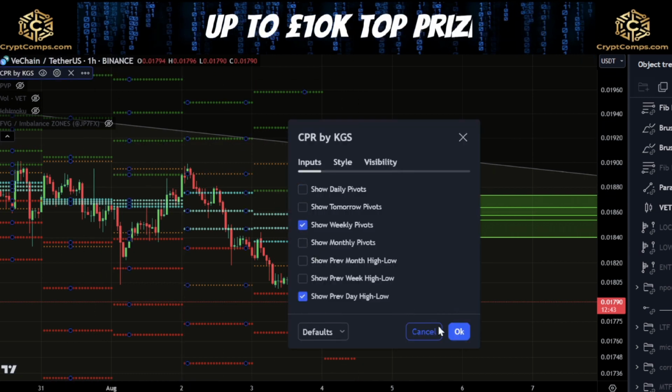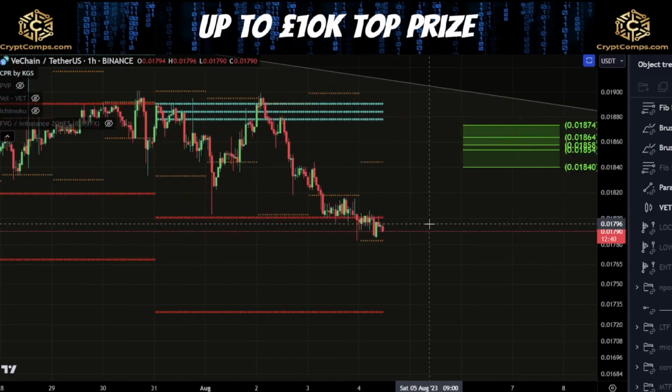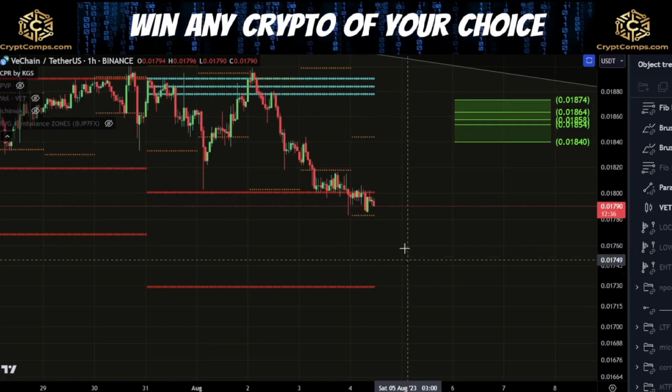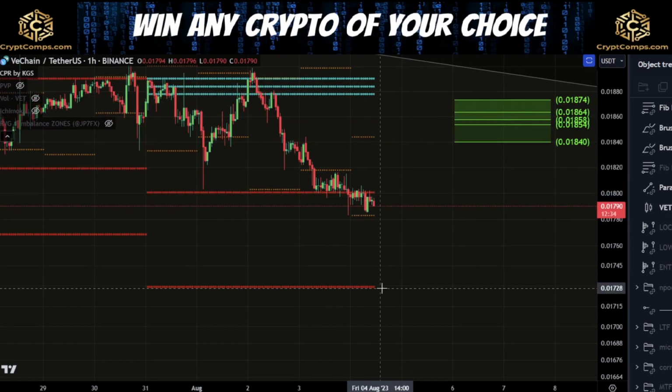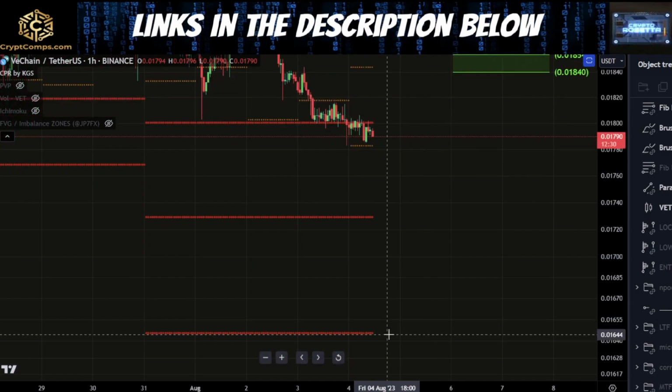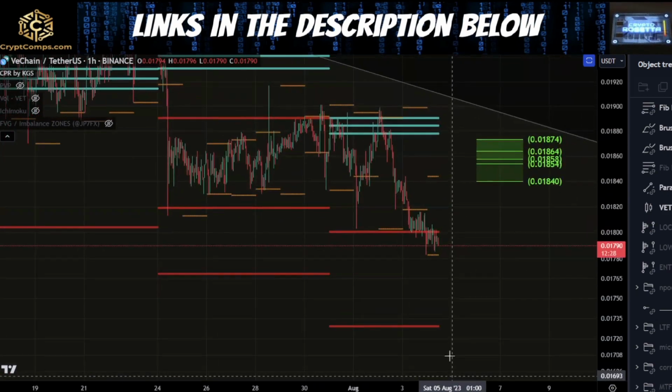Now, moving over and having a look at the weekly CPR lines here, what we can see is that we've actually lost the S1 line here. Now, if we do see price continuing to fall off here, potential targets for this week to the downside then become this 1730 and this 1645 to the downside.